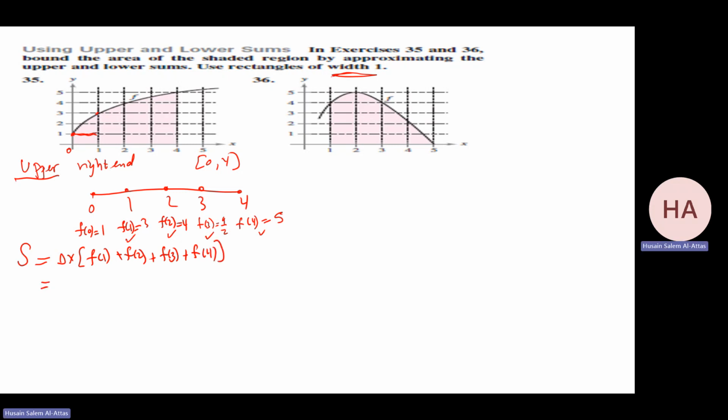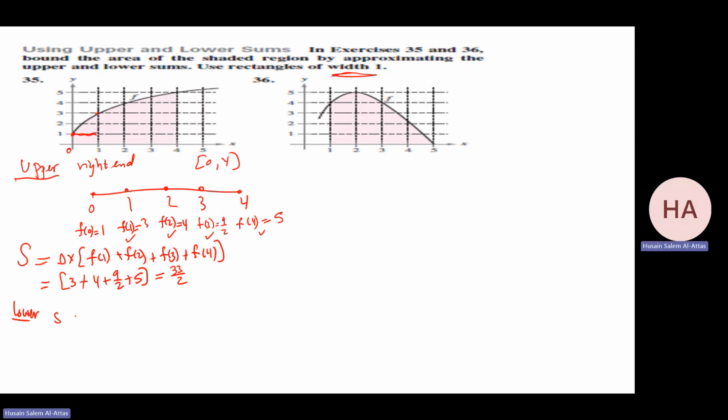Delta x is 1. F of 1, that will give me 3 plus 4 plus 9/2 plus 5, which is 12, which is 24 plus 9, that will be 33/2. Okay, lower.